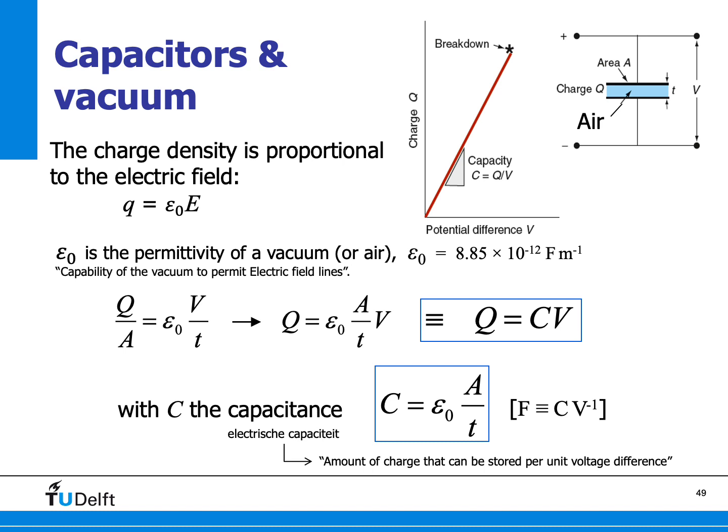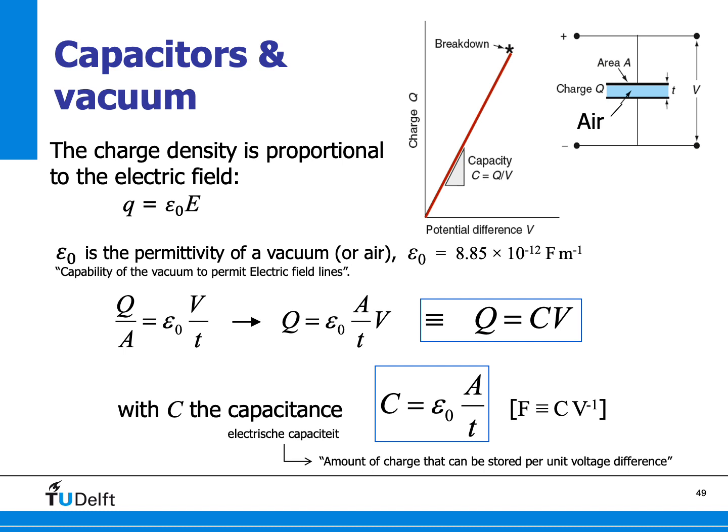Now, the charge density is proportional to the electric field, so we've seen this equation before. q, the charge density, is proportional to the electric field, and epsilon 0 is the proportionality factor, which is the permittivity of a vacuum, and that has a value of 8.85 times 10 to the minus 12 farad per meter.